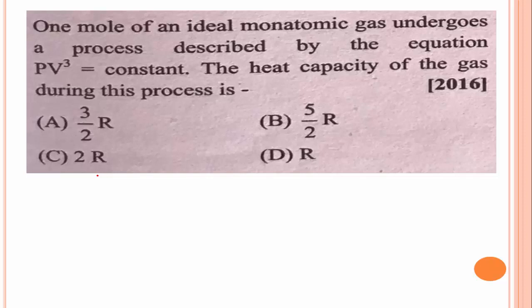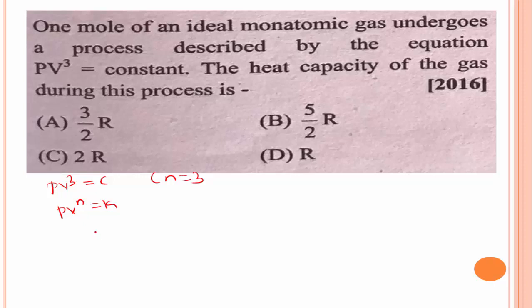The next problem: 1 mole of an ideal monatomic gas undergoes a process described by the equation PV cubed equal to constant. Find the heat capacity of the gas during the process. In this problem, PV cubed is equal to constant. Here n is equal to 3. Specific heat capacity in a polytropic process, that is PV to the power of n is equal to K.